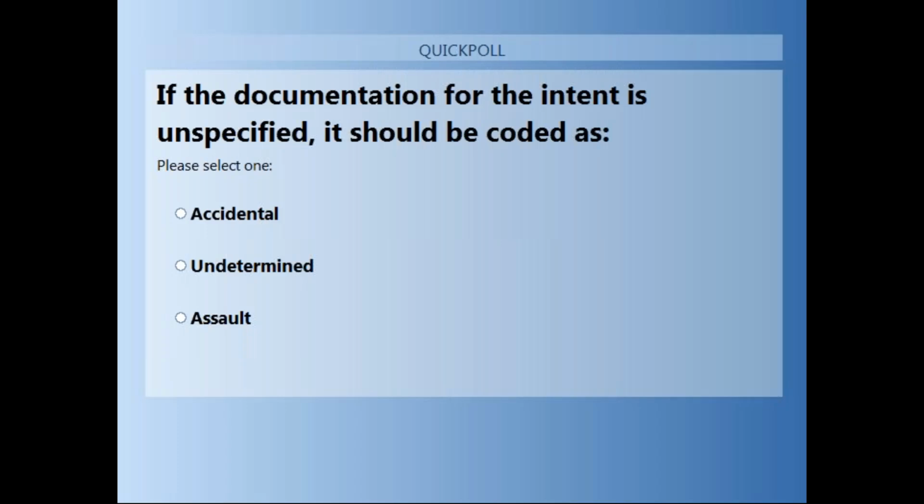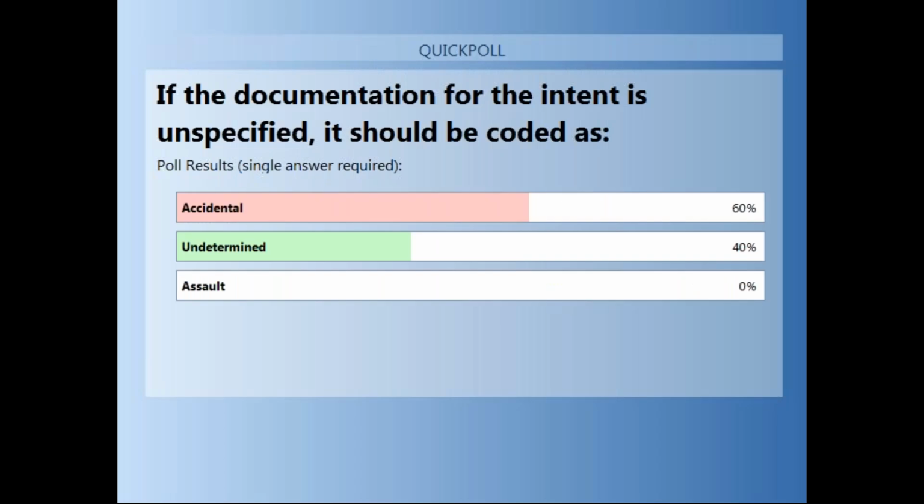Okay, the question is, if the documentation for the intent is unspecified, it should be coded as accidental, undetermined, or assault. So what do you think? Okay, I'm closing the poll. I'm going to share the responses. We've got 60% of the audience saying it's accidental, but 40% saying it's undetermined.